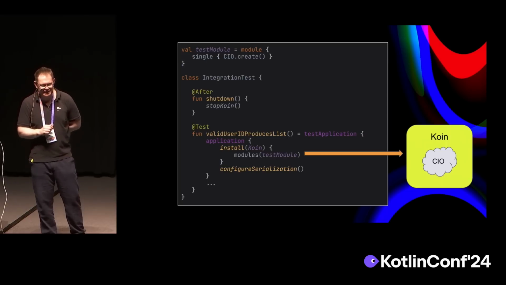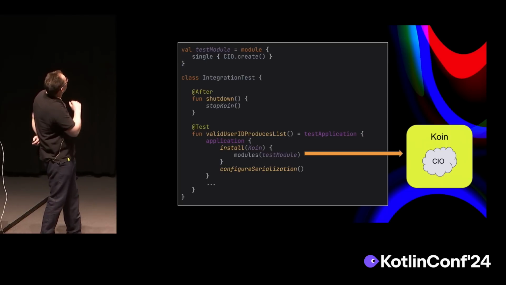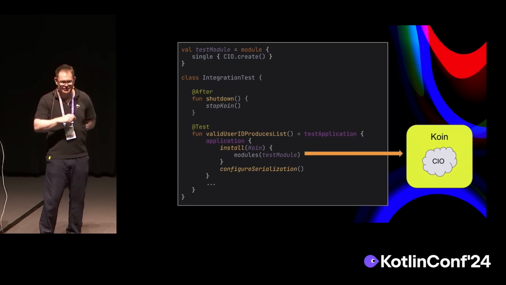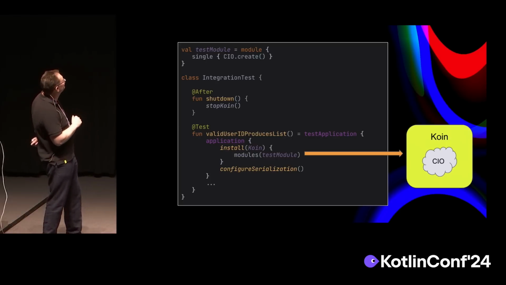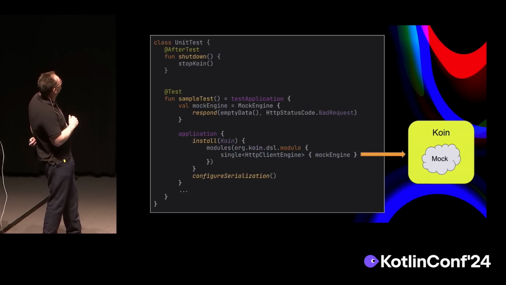We can do the same thing in our tests. So in our test application here, we can say application install Koin and use a module that we've already created. So that's our integration test, also known as our very bad test. What we could do instead is we could declare the Koin module inline like this.